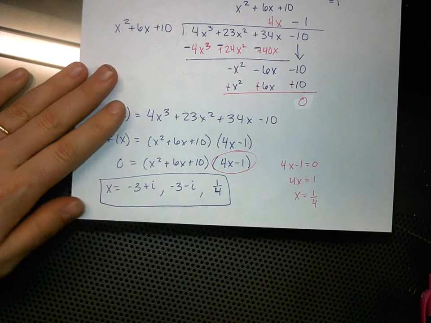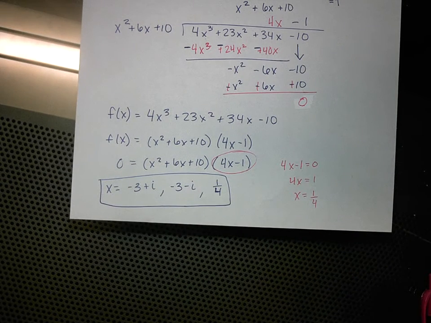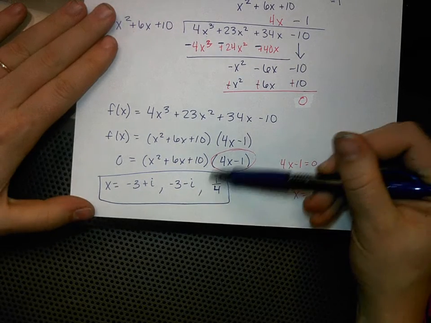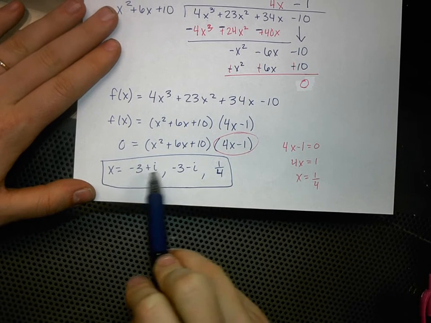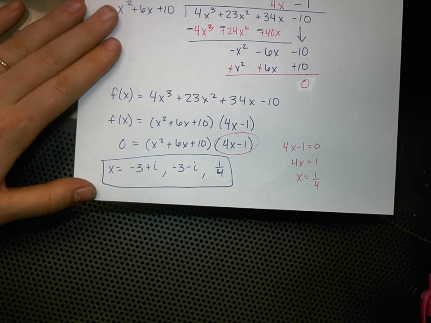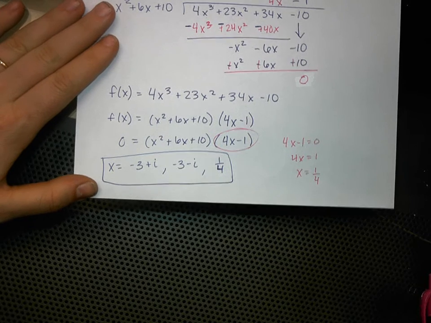So there are 3 roots, 3 zeros, but only 1 x-intercept of this function. There's only 1 real zero, so that would be my x-intercept. The other 2 are still zeros of the function. They're still roots. They're just imaginary solutions.